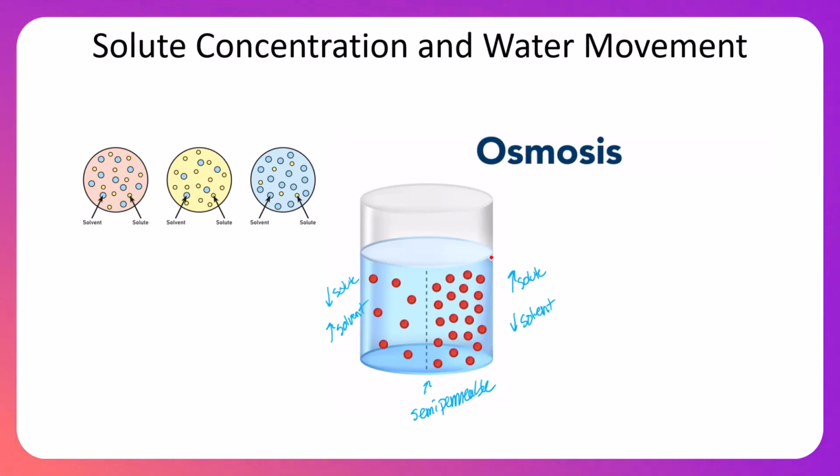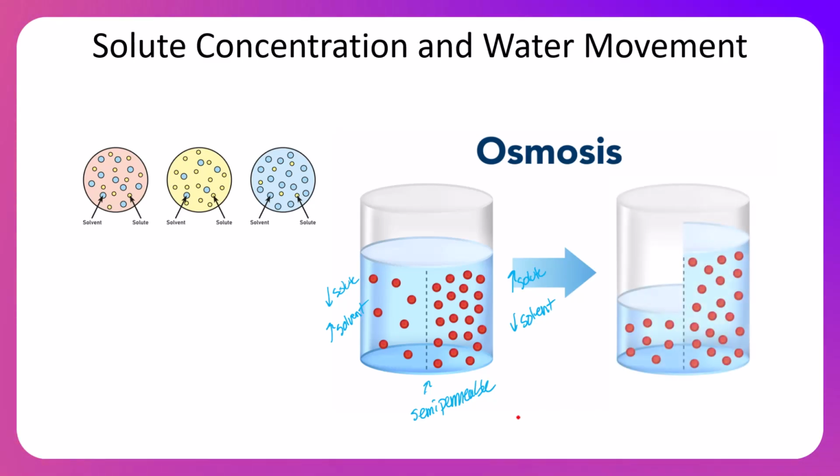The volume of the container is the same, so if the volume is the same but it has more solute particles, it's going to be more highly concentrated and therefore have a lower water concentration. Water is going to move in the direction of high water concentration to low water concentration, which means it's going to move from low solute concentration to high solute concentration. And the reason it does that is because it is trying to reach equilibrium, which in osmotic terms is isotonic.